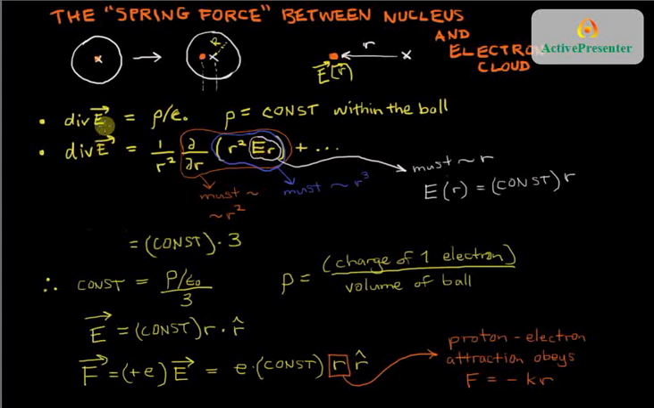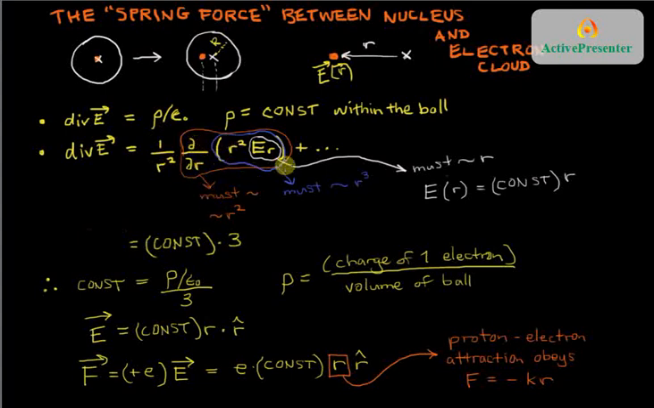Now you compare these two lines, and that tells us that this whole expression has got to be a constant. Well, if this whole expression is a constant, the thing in red here has got to scale as r squared in order for it to multiply by 1 over r squared and be a constant.